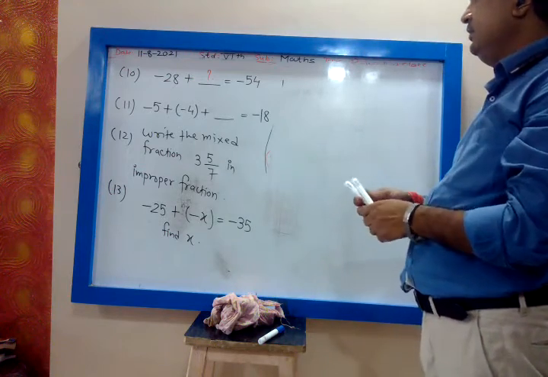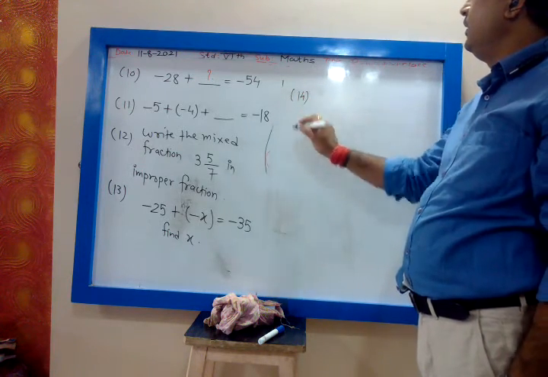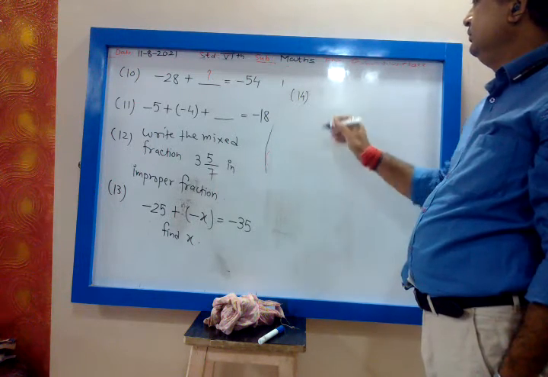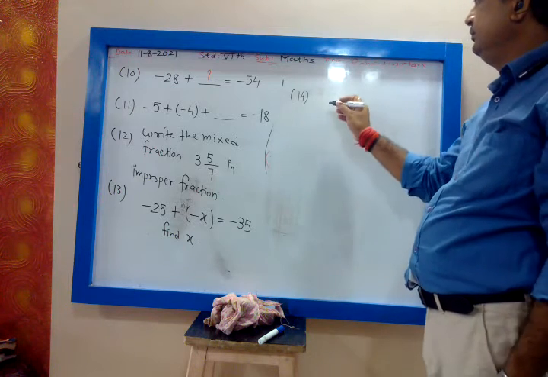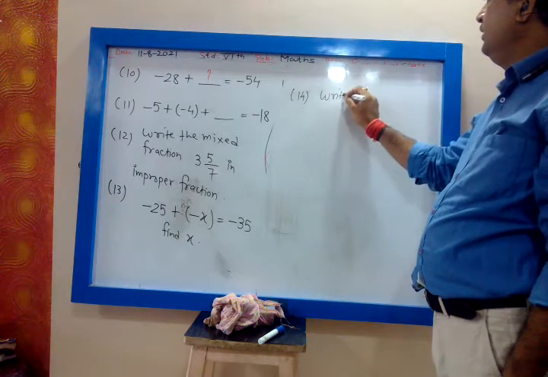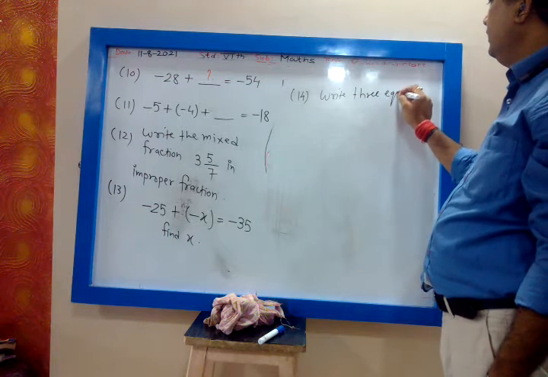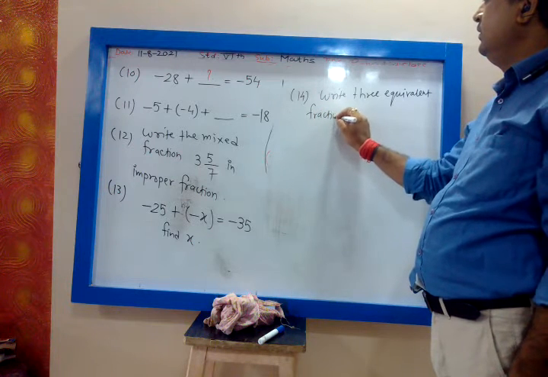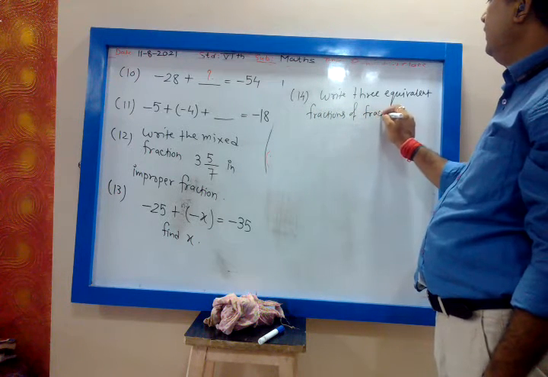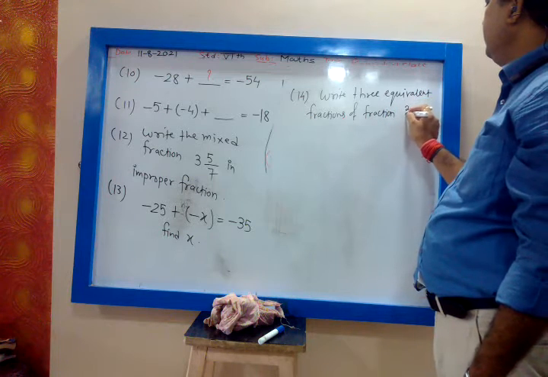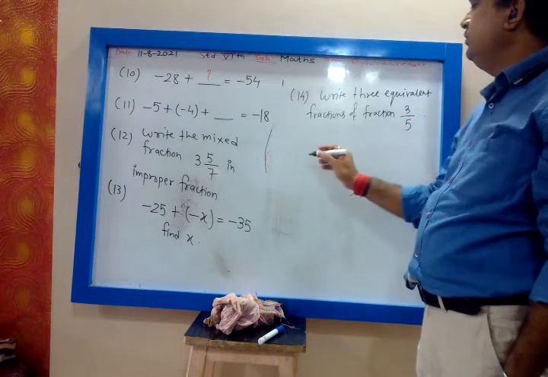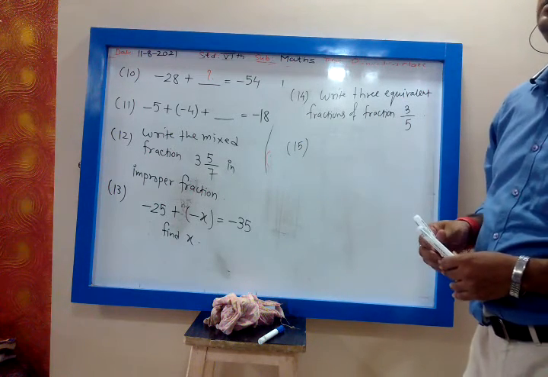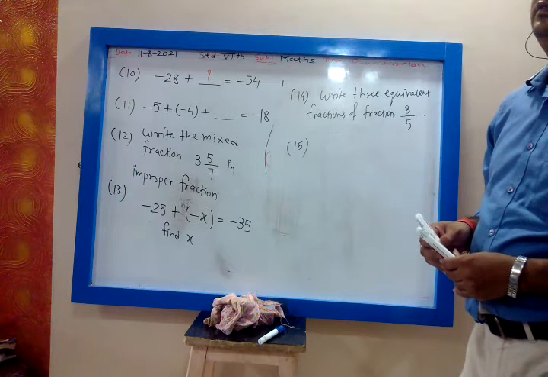Then 14th. Write 3 equivalent fractions of fraction 3 upon 5. Then 15th.